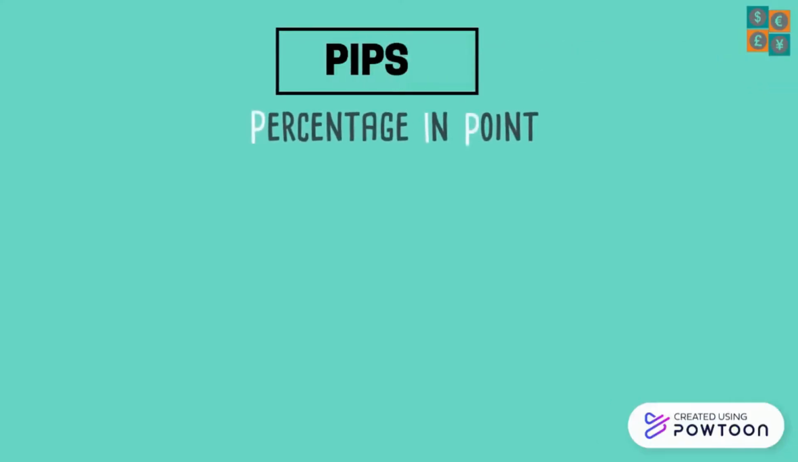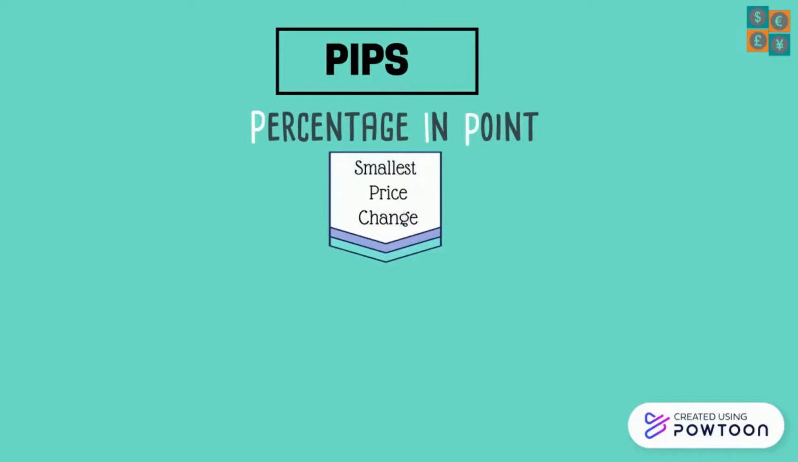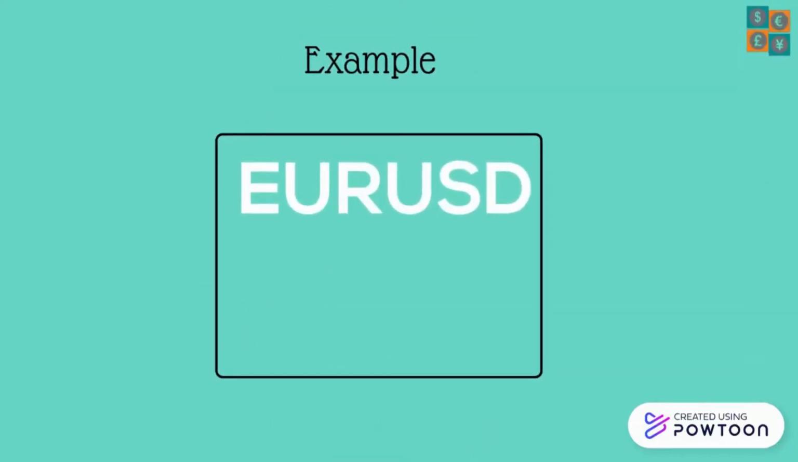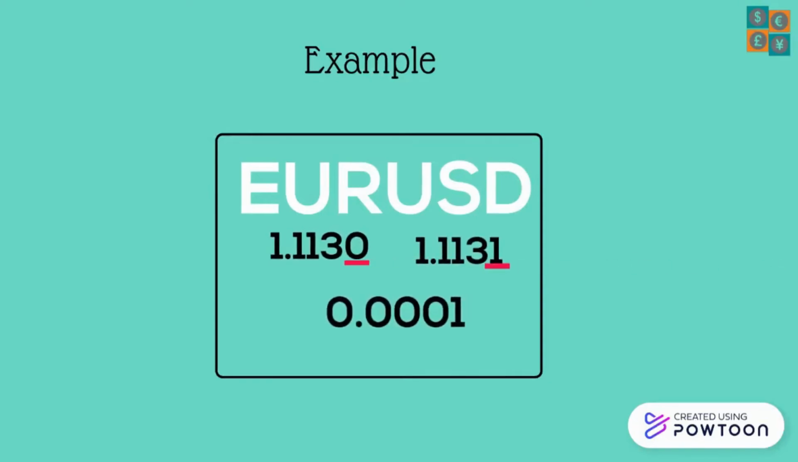Pips are short for percentage in point and is the smallest price change that a given exchange rate can make in a currency pair. A pip usually represents a one-digit movement in the fourth decimal place of a currency pair. For example, if the euro to US dollar moves from 1.1130 to 1.1131, this 0.0001 rise is equal to 1131 minus 1130, which is equal to 1 pip.